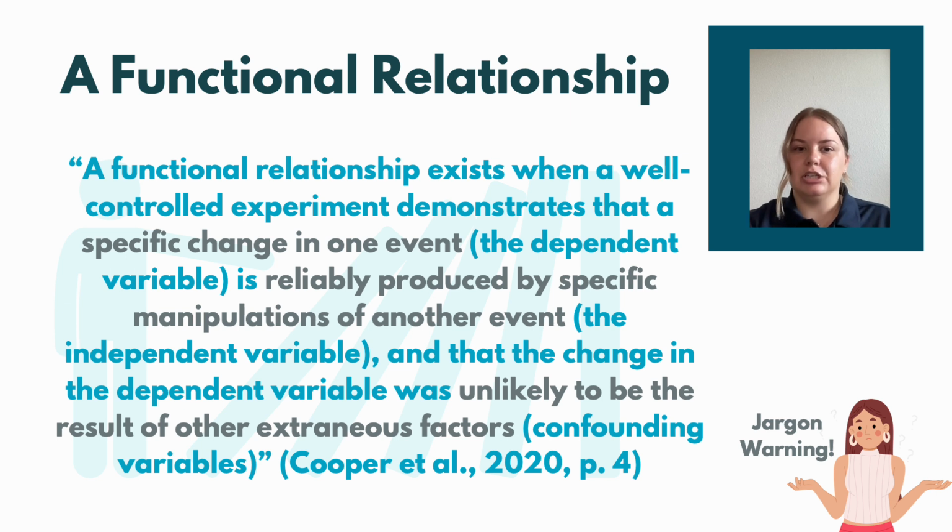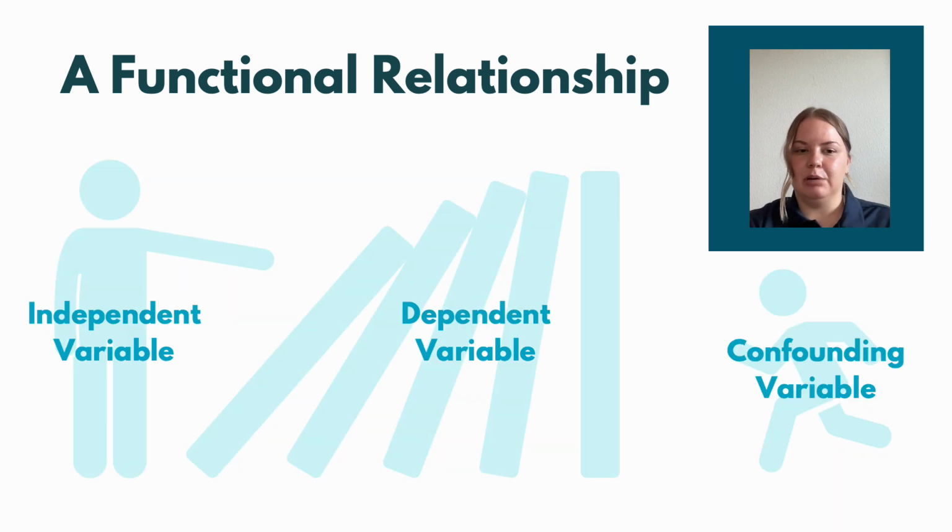So a functional relationship exists when a well-controlled experiment demonstrates that a specific change in one event, the dependent variable, is reliably produced by specific manipulations of another event, the independent variable, and that the change in the dependent variable was unlikely to be the result of other extraneous factors, which are called confounding variables. So there's a lot of jargon words in here, but we'll break it down as we go throughout this. We have our independent variable, which is reliably producing a change in our dependent variable, and we have our confounding variables that are extraneous factors that aren't producing that change.